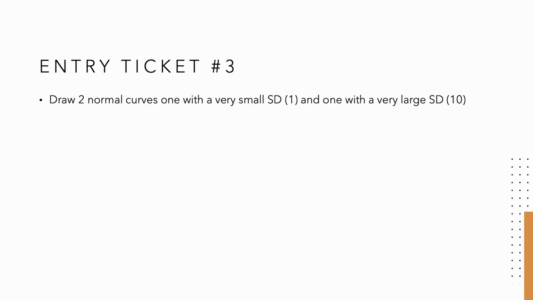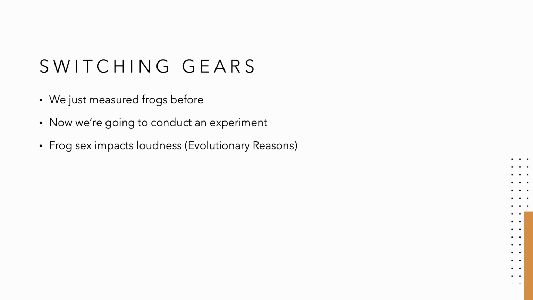Now, entry-level ticket question number 3 is pretty simple. Draw 2 normal curves, one with a very small standard deviation and one with a very large standard deviation. Now, we're going to move on to using the curve of chance in experiments. Before, we were using the curve to predict basic measurements of 100 frogs. That is not what we do in science.